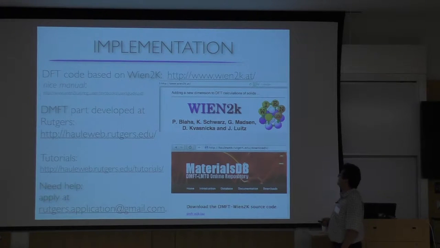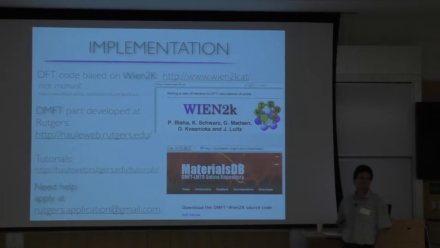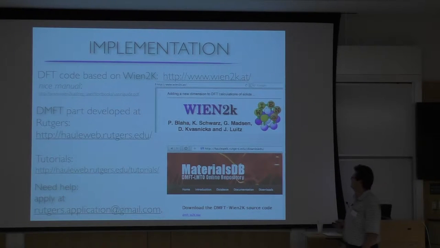Now, implementation. If you're interested in trying it out yourself, you might just download something and learn. The DFT code that we are using is Wien2k, and it's very easy to learn Wien2k. The way we are interfacing this with DMFT is that you don't need to do anything special with Wien2k. We are calling a few steps of Wien2k from time to time. So the code is independent of Wien2k, but it needs Wien2k implemented in your system, so that you can call it.